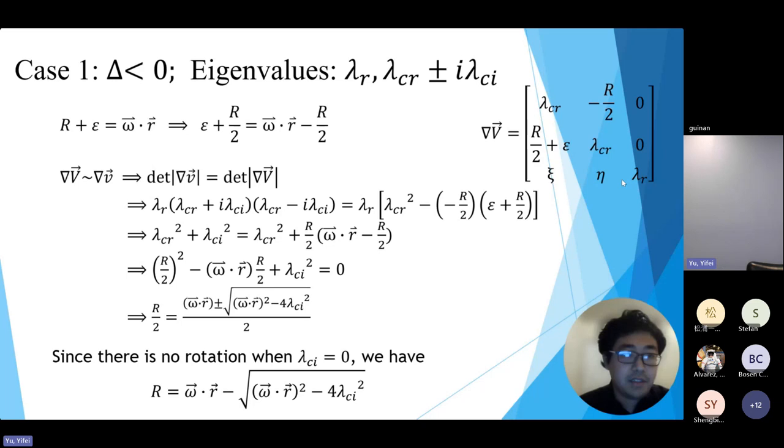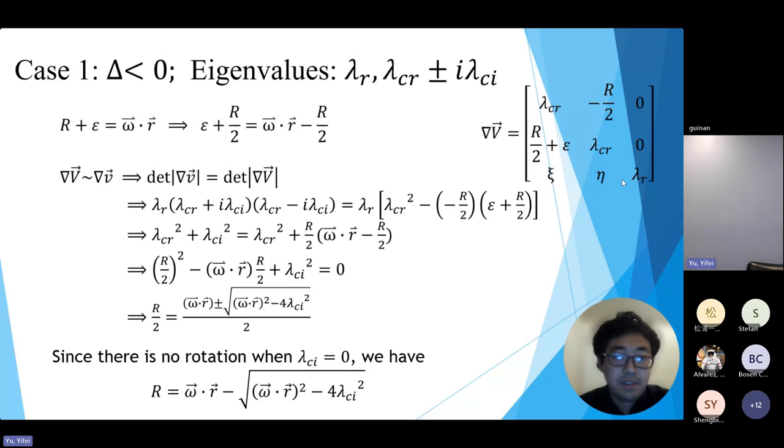Since r plus epsilon equals omega dot r, partial v over partial x under the principal system, which is epsilon plus r over 2, should equal omega dot r minus r over 2. Also, changing between different coordinate systems doesn't affect the value of the determinant. We have the determinant of the principal matrix should equal the product of all three eigenvalues.